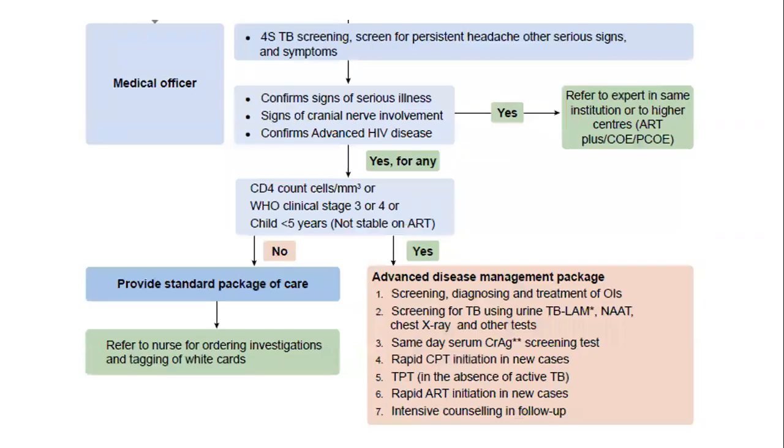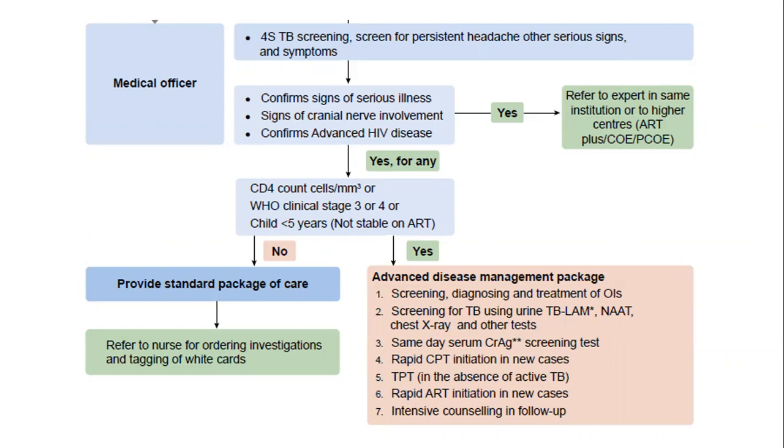Thereafter, the patient goes to a medical officer who confirms the signs and symptoms of serious illness, presence or absence of red flag symptoms, and confirms advanced HIV disease. If the patient is having serious signs and symptoms of serious illness, then the MO refers the patient immediately to the expert in the parent institution, or to higher centers, for example, ART Plus, or a higher center, if those facilities are not available in the parent center.